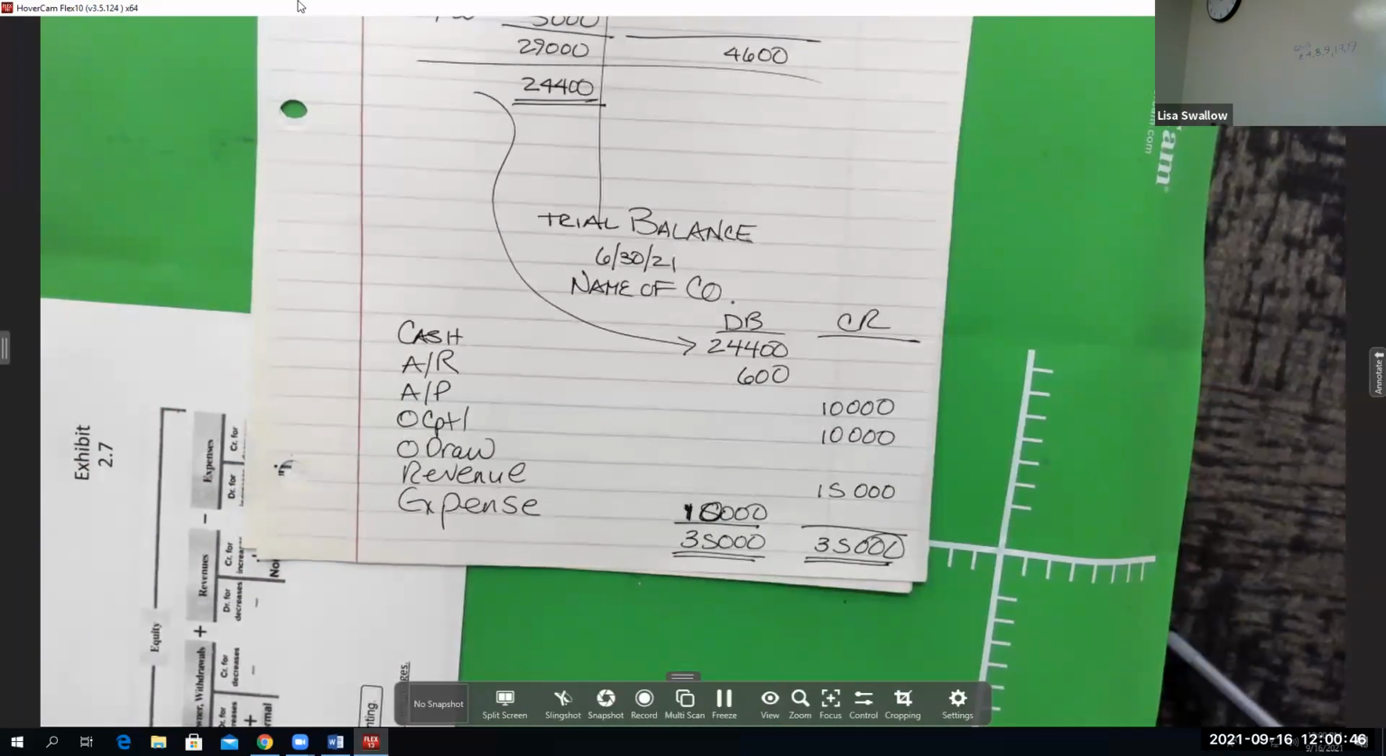Okay, what are the 3 things we have to do? Income statement, statement of owner's equity, balance sheet. What order do you do them in? You've got to do the what first? You can't do the statement of owner's equity without net income or loss. And you can't do the balance sheet without the balance and owner's equity, right?